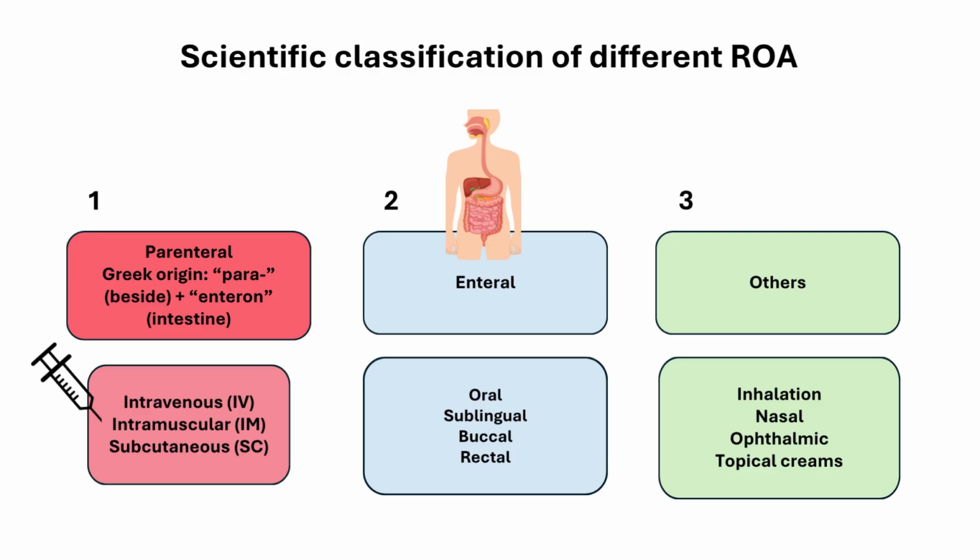Let's talk about enteral routes of administration. This involves the gastrointestinal tract. Enteral routes of administration include oral, that is the most convenient route of administration, and it utilizes the liver's first pass metabolism. Sublingual is under the tongue, buccal is against the cheek, and rectal.